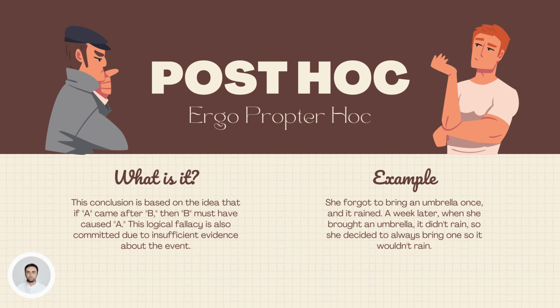Another logical fallacy is post hoc ergo propter hoc. This conclusion is based on the idea that if A came after B, then B must have caused A. So there's this chain of inappropriate logical relation. This logical fallacy is also committed due to insufficient evidence about the event. So the speaker or the writer is trying to shift their focus to something not very important and jumping to conclusions that are not logical, as we can see in the example here: she forgot to bring an umbrella once and it rained. A week later, when she brought an umbrella, it didn't rain, so she decided to always bring one so it wouldn't rain. How smart is that, how logical is that?